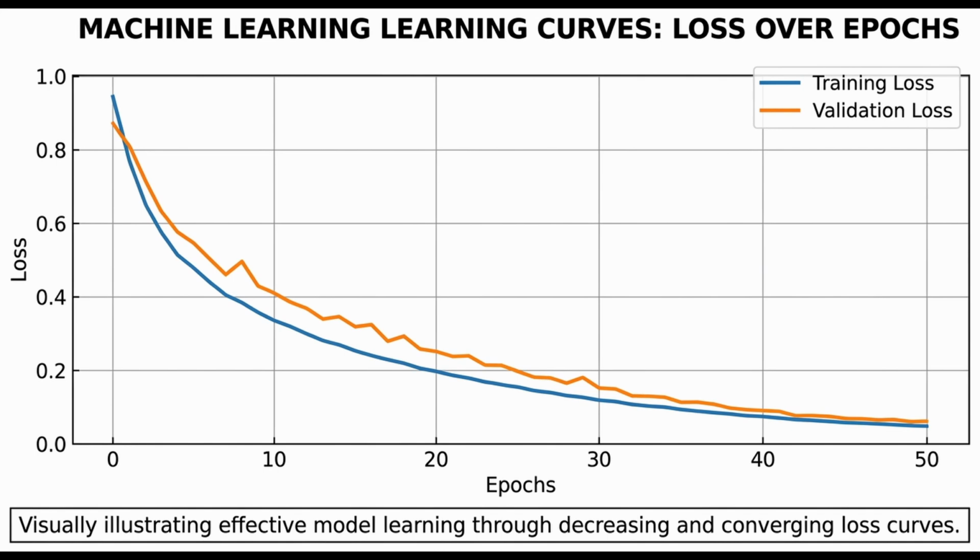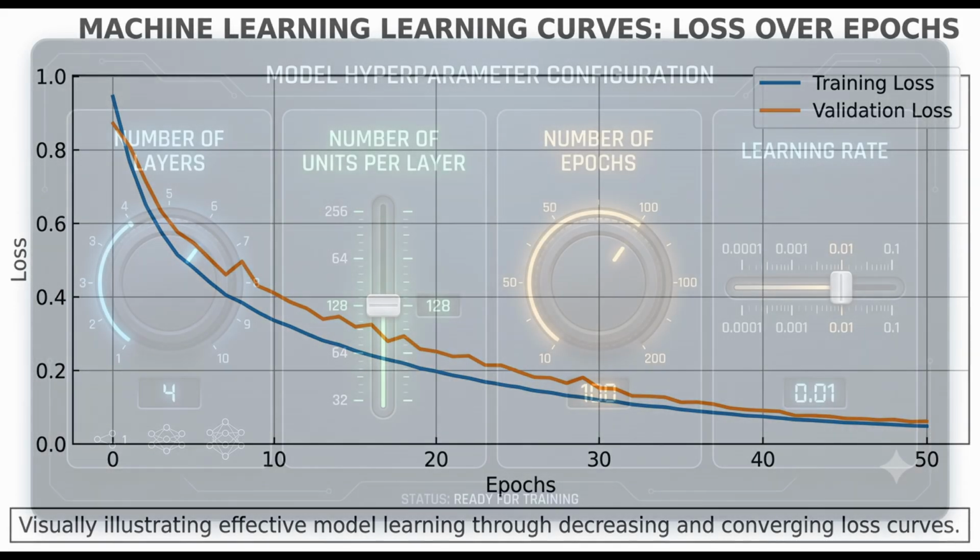By the end of this loop, if everything goes well, you'll see both the training loss and the validation loss steadily decreasing and converging, which is exactly what's shown in that final graph. That's the visual signature of a model that is actually learning.